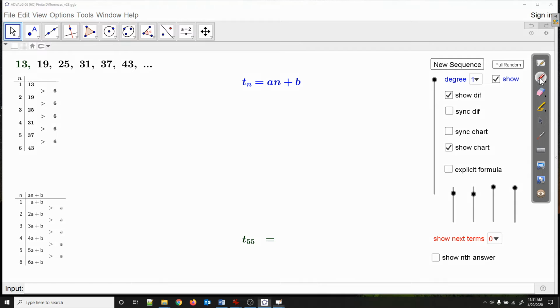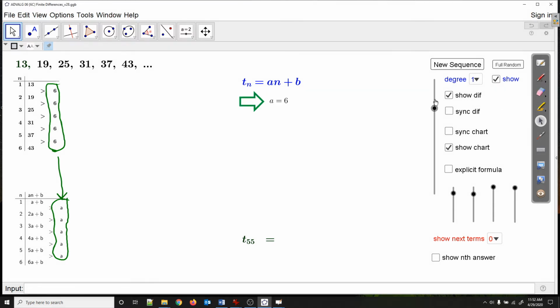The key to understanding what's going on is to understand that this particular column has to sync up with this particular column right here. And since every one of those values is 6, just like in the chart down here, every single one of those values is a, I can now say that a must be 6. And if I plug that into my formula, I can start establishing that it's now 6 times n plus b. But you'll notice I have a plus b equal to 13.